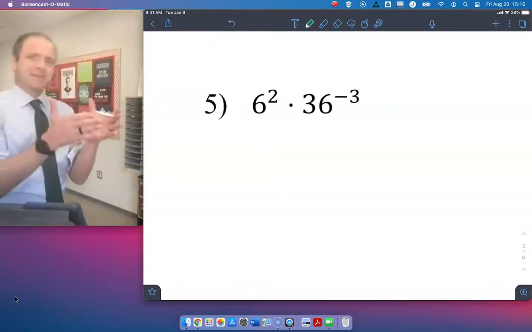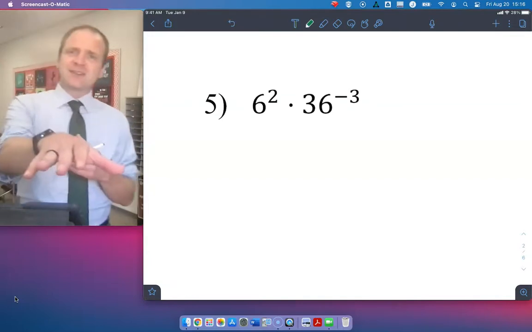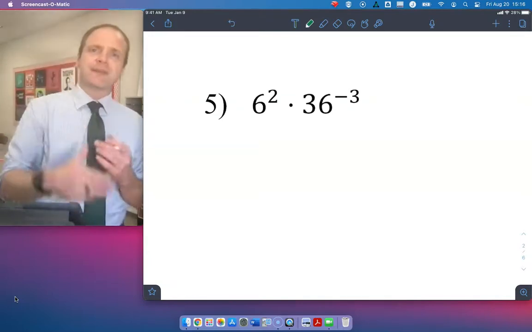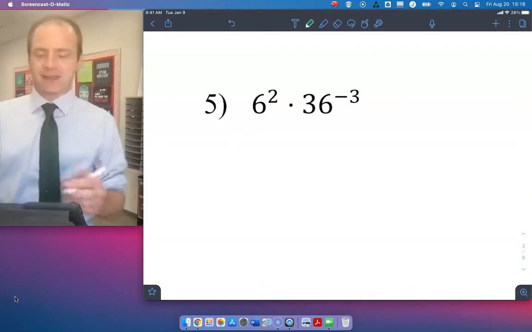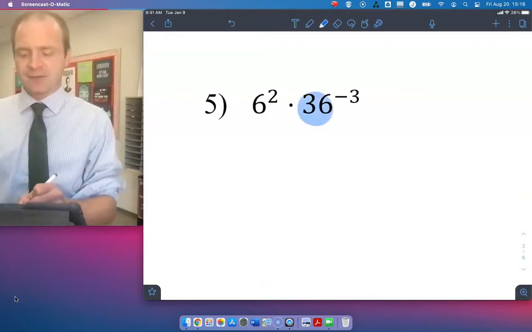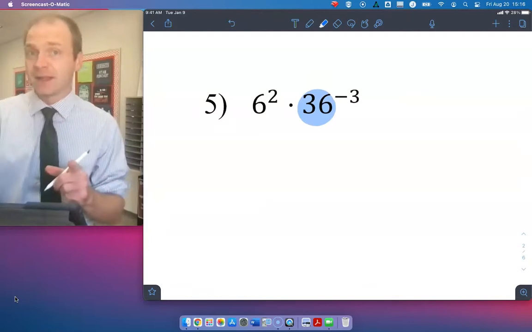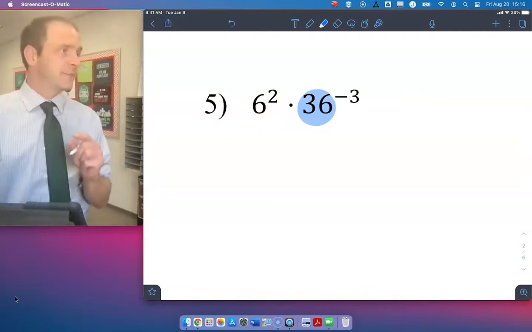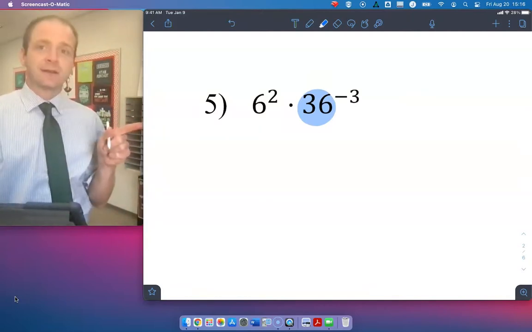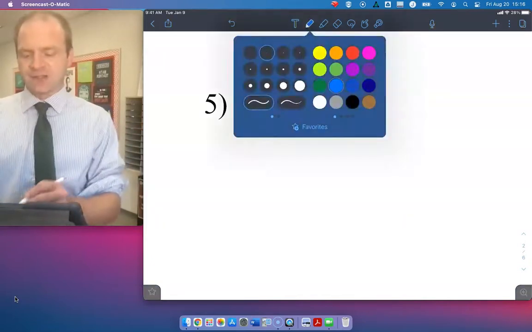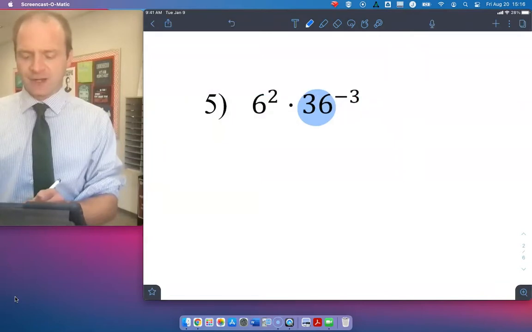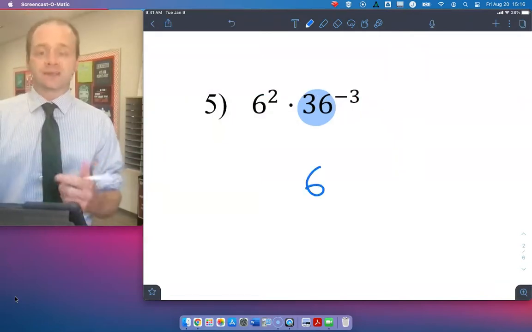Well, those are not the same bases. They're multiplied, so I can't use my product rule because they have to be the same base for me to use it. So what do I do? Well, when they're numbers and they're not the same bases, you have to ask yourself, can you make them the same base? Is there a way for me to write 36 as a power of 6? I like to look at the smaller one. I like 6 squared.